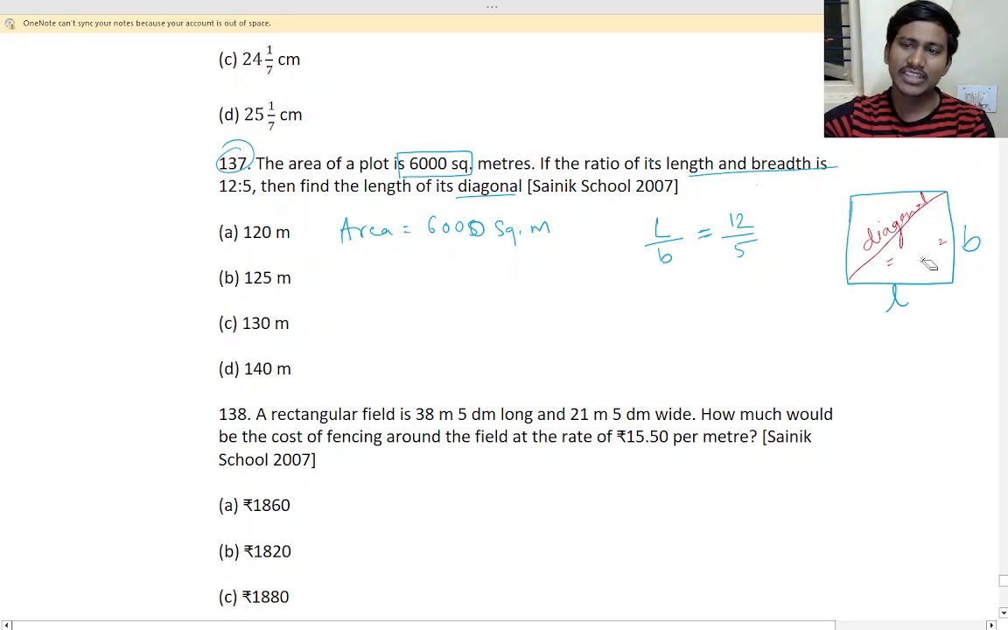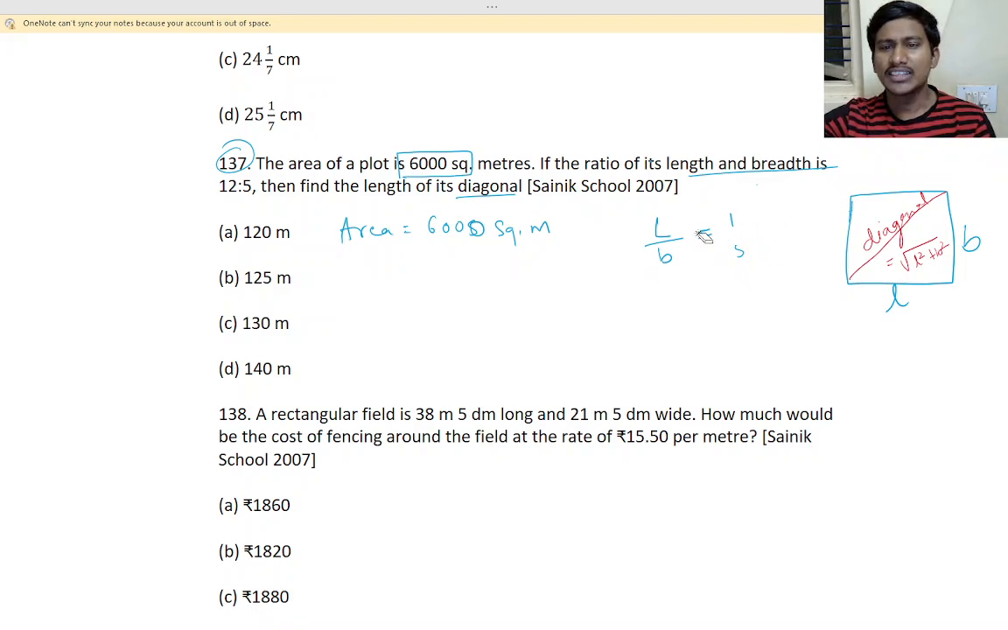So how do you find length square plus breadth square? Now let us see here. The ratio of length and breadth is given, which means we can directly take the length as equal to something and then find the breadth.